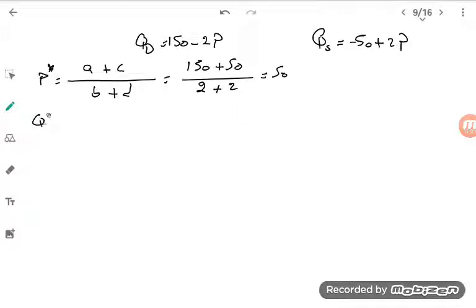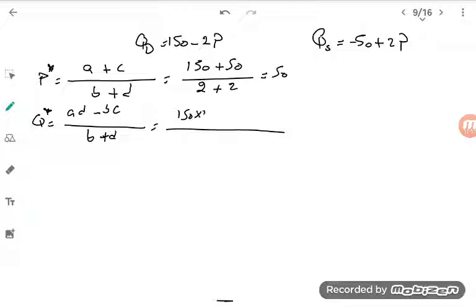And if you are going to substitute to find the equilibrium quantity, it will be AD minus BC divided by B plus D, which is 150 multiplied by 2 minus 2 multiplied by 50, divided by 2 plus 2. It will be 50 as well. This is before imposing taxes. Now let's assume that the government is going to impose tax on the consumers.